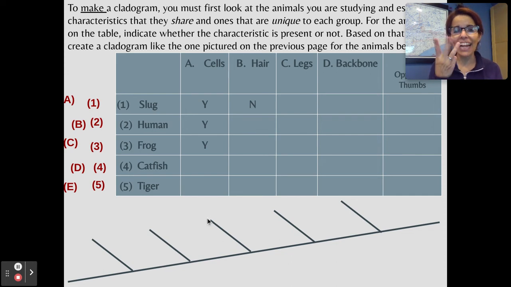All right, the next one has 3 yeses. So that would be, I'm looking, that's the frog. And what does the frog have that nobody's had before? That would be back legs. So you're going to, just legs. You're going to add that.